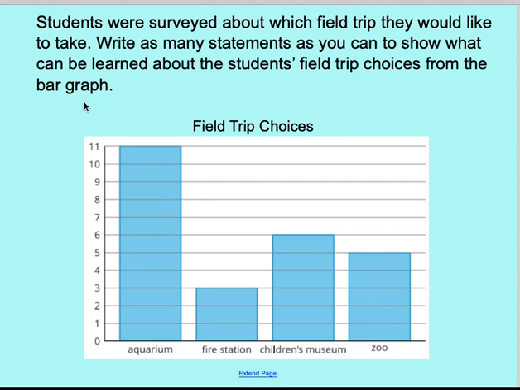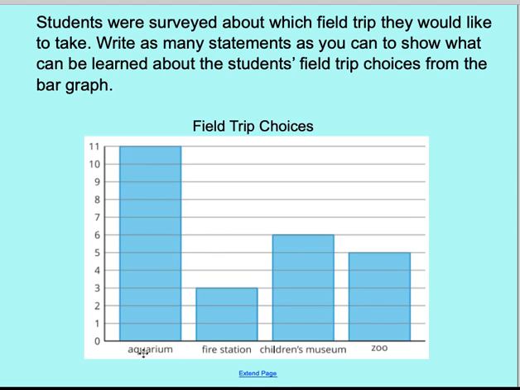It says students were surveyed about which field trip they would like to take. Write as many statements as you can to show what can be learned about the students' field trip choices from the bar graph. Okay, so let's do a couple of these together and then I'm going to turn it over to you. So we've got field trip choices.